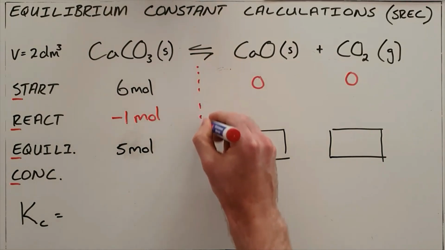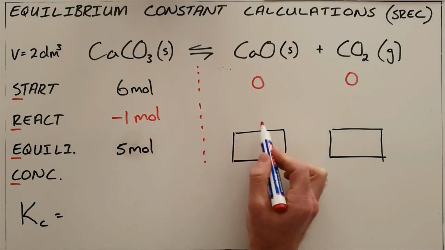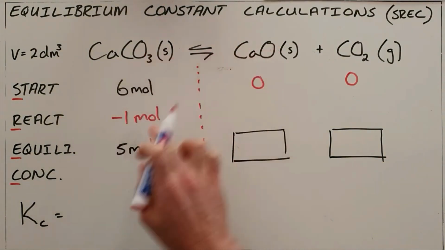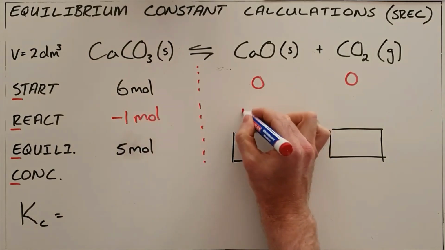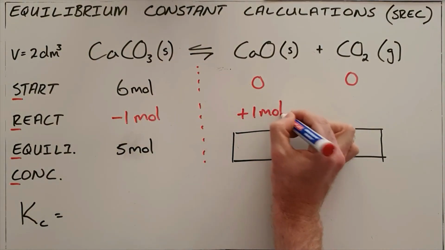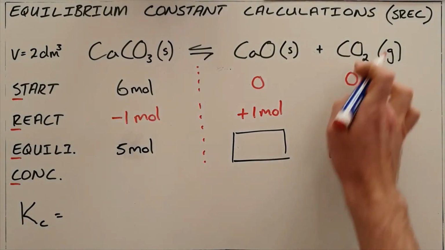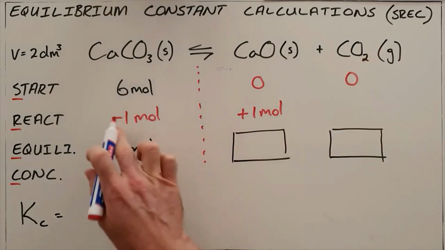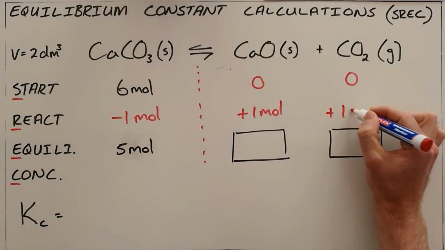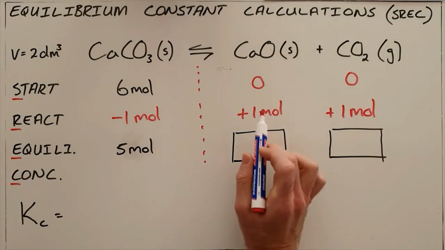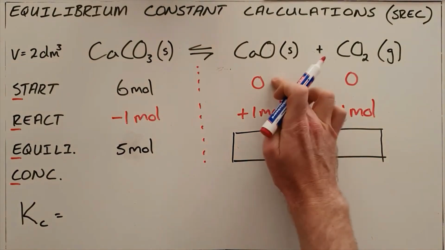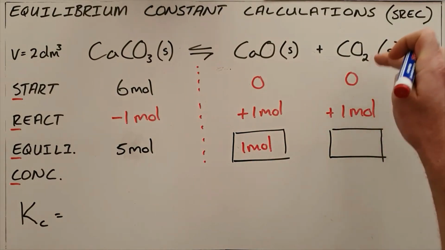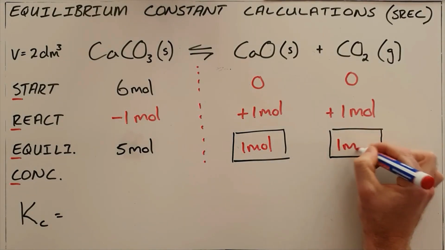Now we know that if we used 1 mole of calcium carbonate, since the ratio of calcium carbonate to calcium oxide is 1:1, that means that we must have formed 1 mole of calcium oxide. Same goes for carbon dioxide. The ratio of what we reacted to what we formed is 1:1, so we used up 1 mole there, we will form 1 mole here. What this tells us is that at equilibrium, if we started with 0 and added 1 mole, we must have 1 mole of calcium oxide, and the same goes for carbon dioxide, where we have 1 mole.